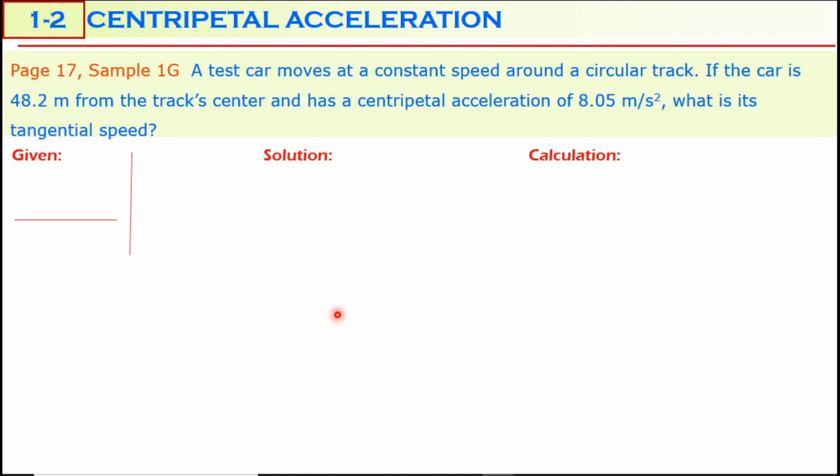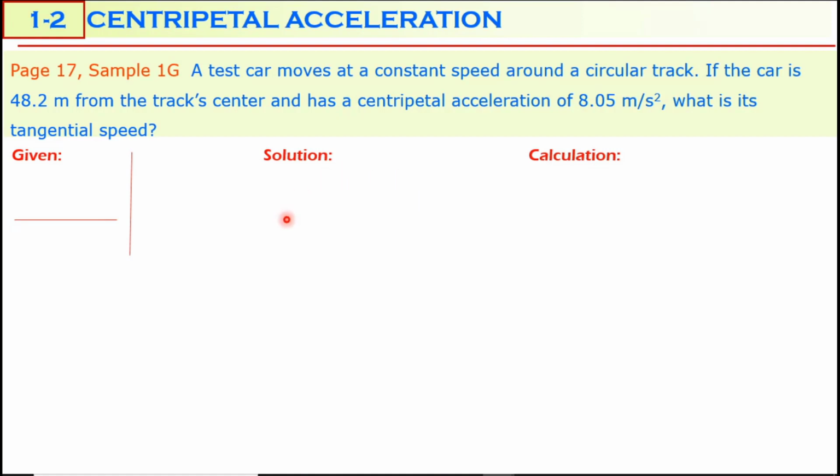And we will solve two problems about centripetal acceleration. Calculating the magnitude is not so hard. The equations are very clear. This test car moves at a constant speed around a circular track. We said that, yes, it's moving something like this.